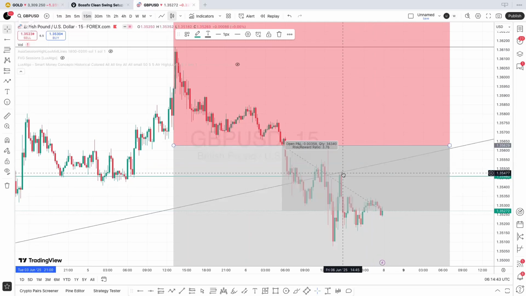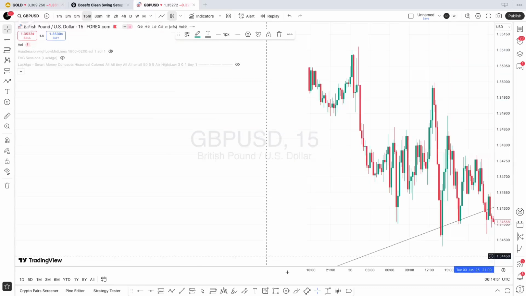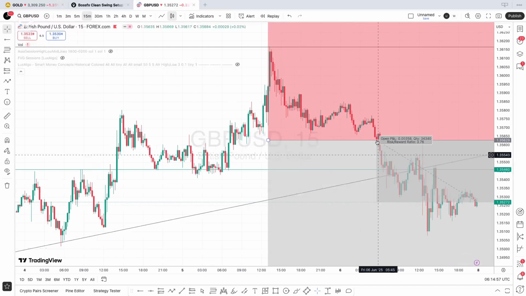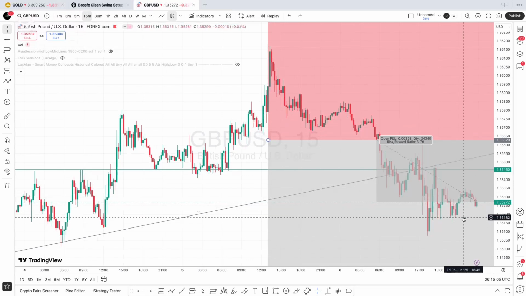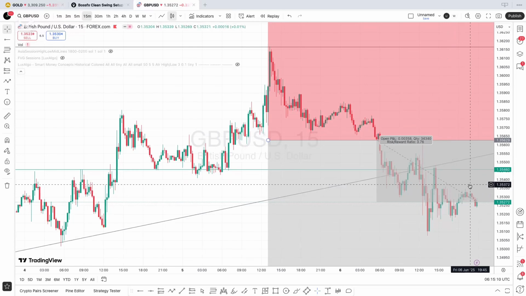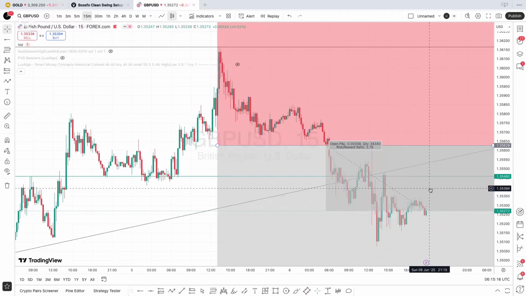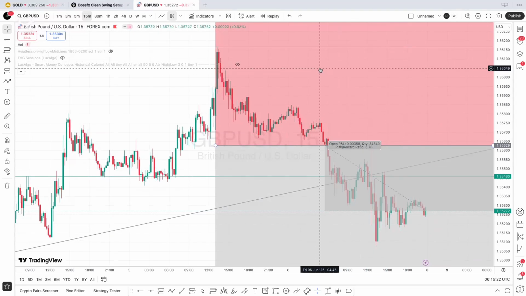Since it has given a series of lower lows and lower highs on this time frame, look at it: lower low, lower high, lower low, lower high, lower low, lower high. So I look to clear this liquidity, which will further reinforce its sell momentum. Okay, thank you. That'll be all for today.